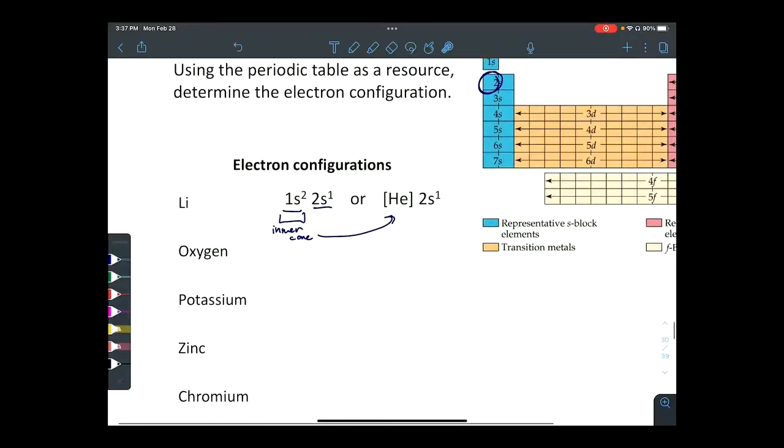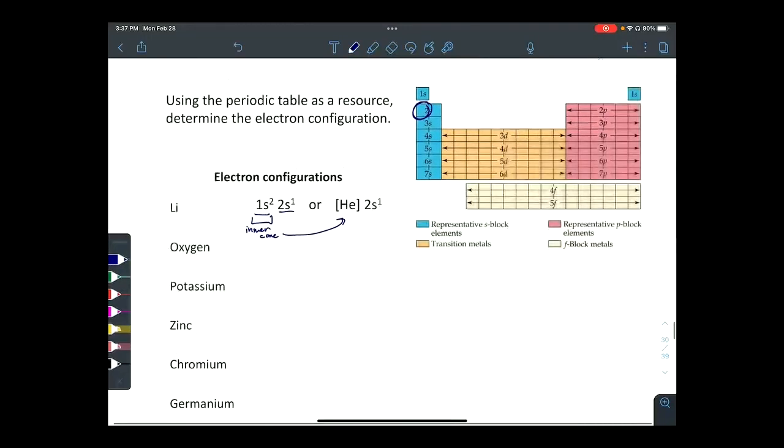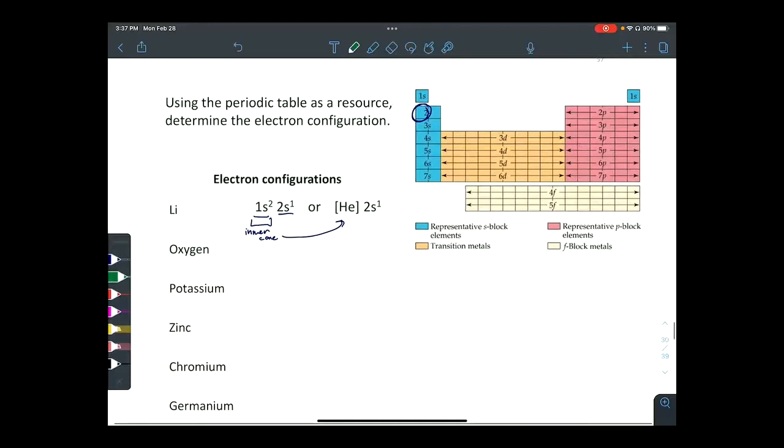So let's do a couple of these. So oxygen, locate it on the periodic table. So it would be right here on the periodic table.